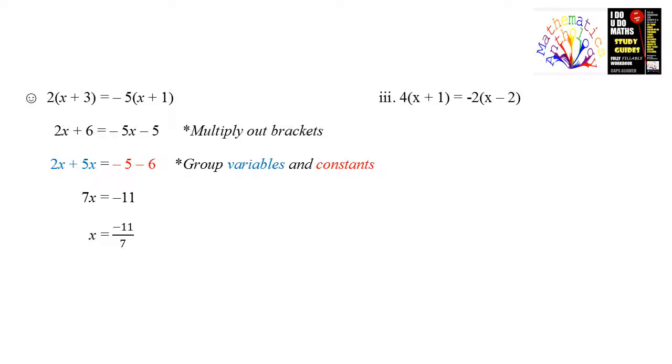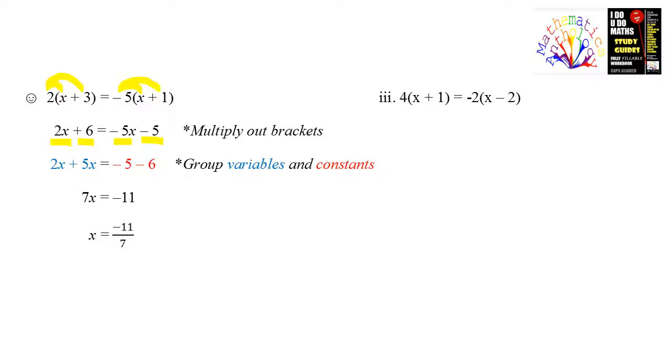Okay, again, let's look at another equation. 2 into x plus 3 is equal to negative 5 into x plus 1. So firstly, we need to multiply out the brackets. So we use the distributive law like we have done earlier. So 2 times x will give me 2x. 2 times positive 3 will give me positive 6. That's equal to negative 5 times x will give me negative 5x, and negative 5 times positive 1 will give me negative 5. Remember, a negative times a positive is a negative, and 5 times 1 is 5.